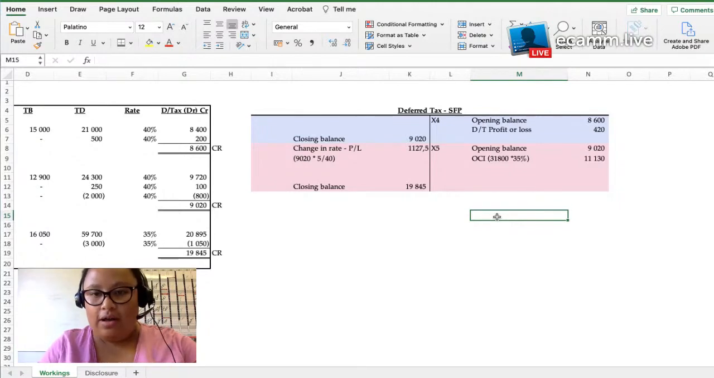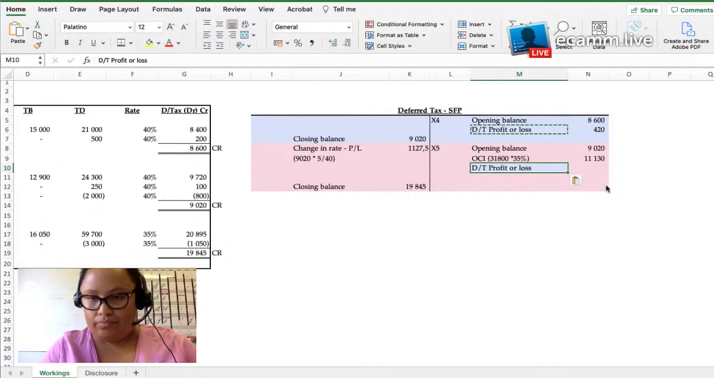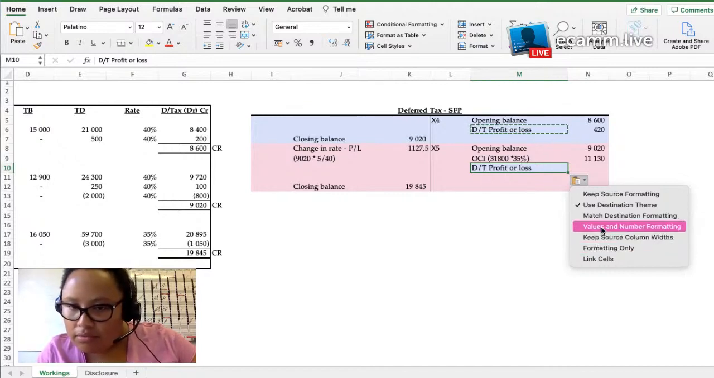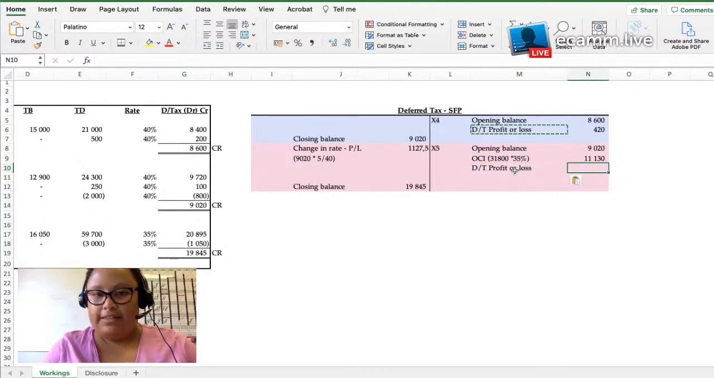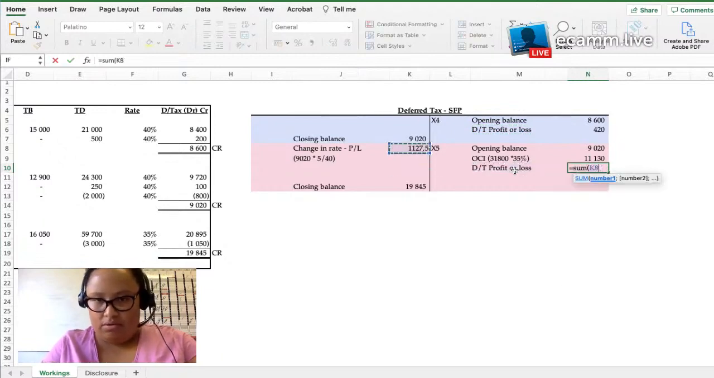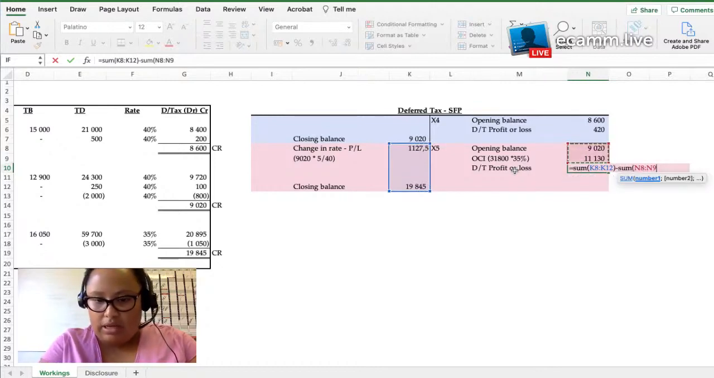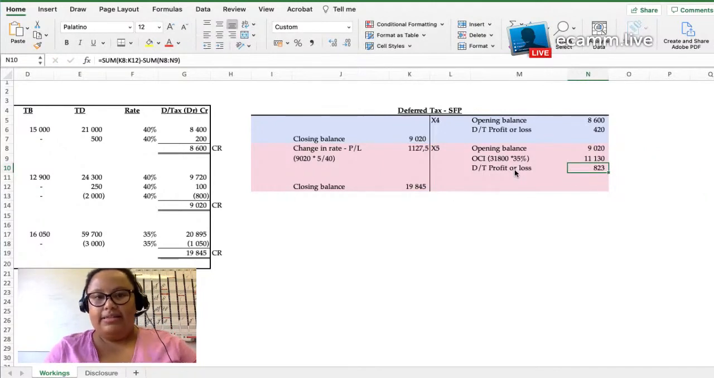So my balancing figure must be my deferred tax. Let's just use match destination formatting. There we go. My balancing figure must be the deferred tax that I had in my profit or loss. So it's going to be the sum of that minus, I'm just balancing this account. The balancing figure there is 823.